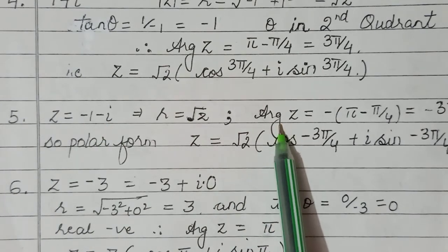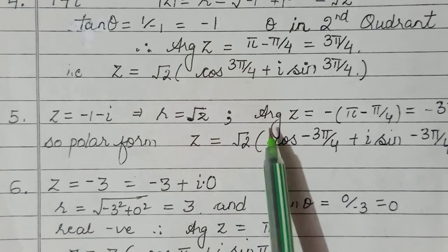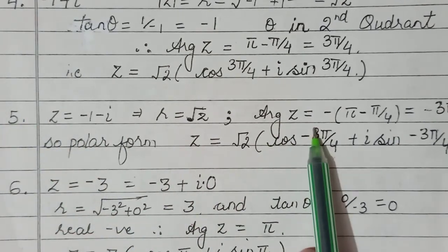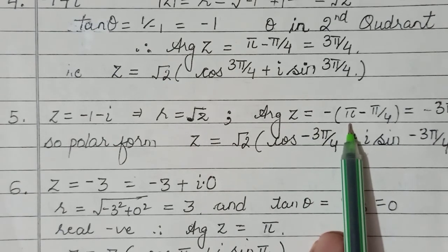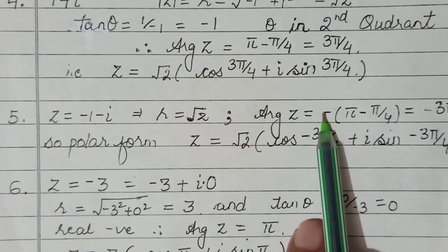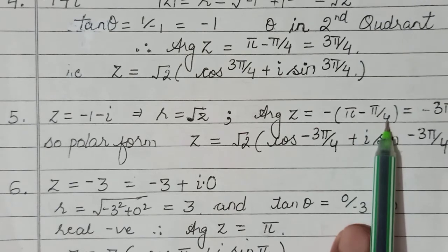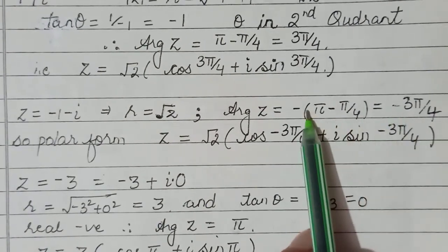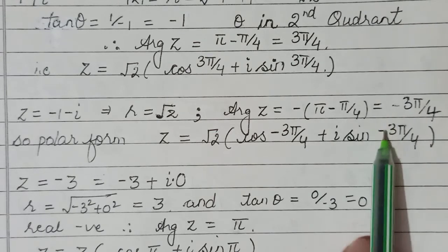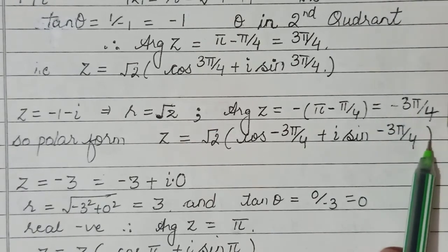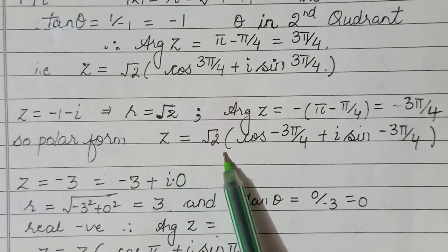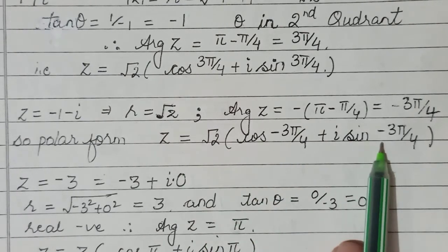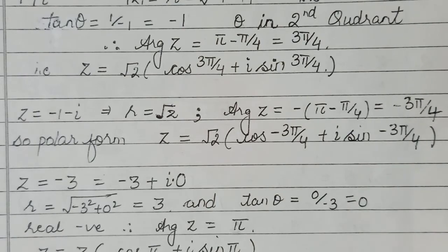But this time the argument will change if both are negative. Real also negative, imaginary also negative. So you need to go to the third quadrant. And for the third quadrant, the argument is given as minus of (pi minus theta). That we had discussed earlier. So your amplitude will come out to be minus 3 pi by 4. Put the values and your polar form comes out to be √2 (cos of minus 3 pi by 4 plus i sin of minus 3 pi by 4).